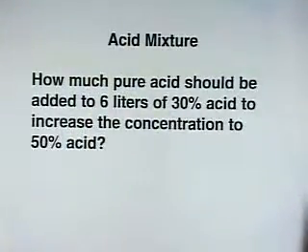Here we're going to be considering what happens when we mix pure acid to some percentages in order to come up with a higher percentage, or strengthening, of our solution. Here's the problem. Acid mixture. How much pure acid should be added to 6 liters of 30% acid to increase the concentration to 50% acid?